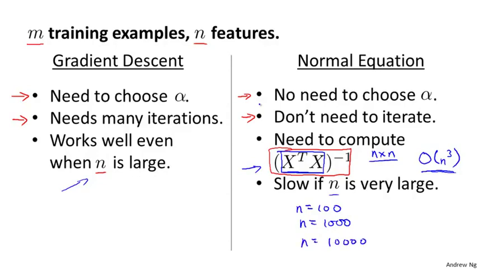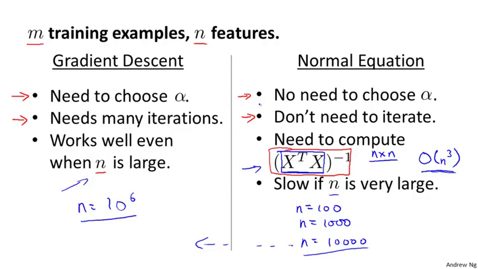If n is 10,000, then I might start to wonder. Inverting a 10,000 by 10,000 matrix starts to get kind of slow, and I might then start to lean in the direction of gradient descent, but maybe not quite. With n equals 10,000, you can sort of invert a 10,000 by 10,000 matrix. But if it gets much bigger than that, then I would probably use gradient descent. So if n equals 10 to the 6, if you have a million features, then inverting a million by million matrix is going to be very expensive, and I would definitely favor gradient descent if you have that many features.